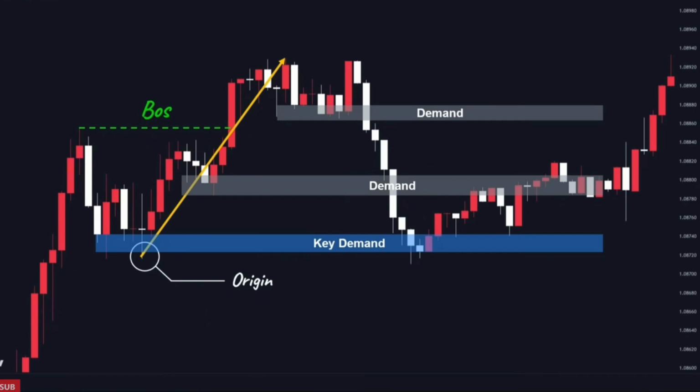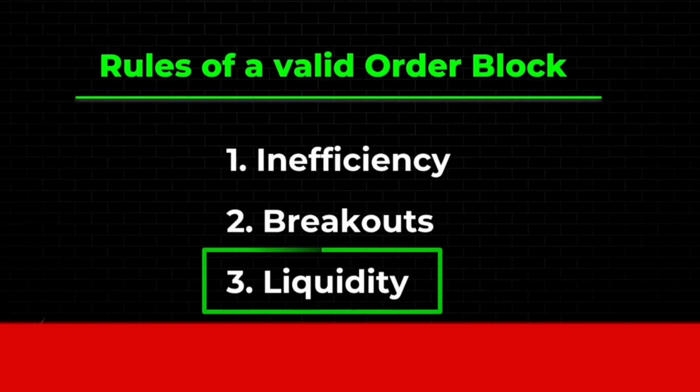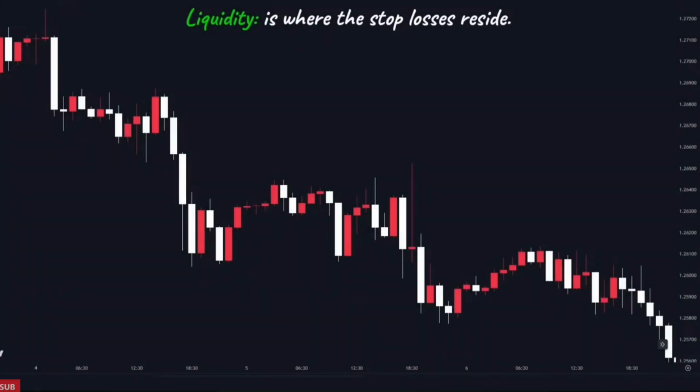Let's move on to the next rule. But before we continue, last but not least, the liquidity. Liquidity is where the stop losses reside. Combining the liquidity concept with order blocks enhances our understanding of market dynamics and provides valuable information for strategic decision-making.